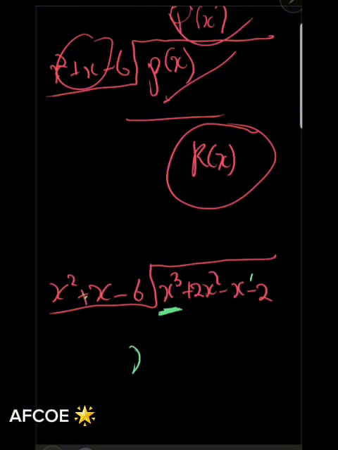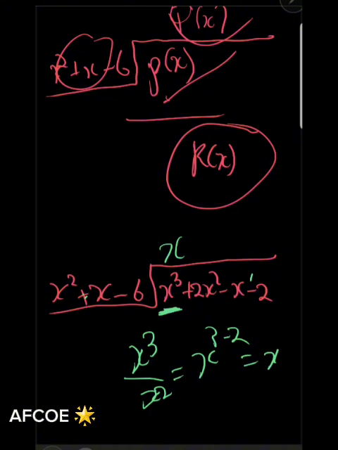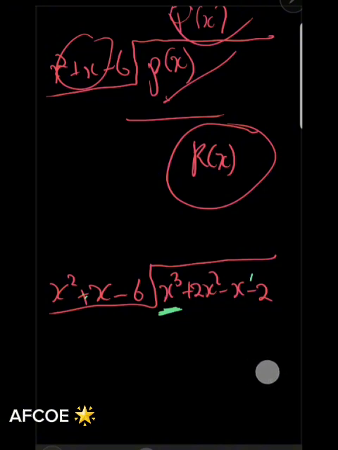X cubed divided by x squared is x to the power 3 minus 2, which is simply x. That is indices. So we get x here. A very important thing with video, I've erased it, but you can still pause and take your screenshot. So we have our x here, and then x times x squared gives you x cubed. You multiply all terms: x times x is x squared, which you write under x squared, positive. X times negative 6 is negative 6x. There is nothing under the constant.